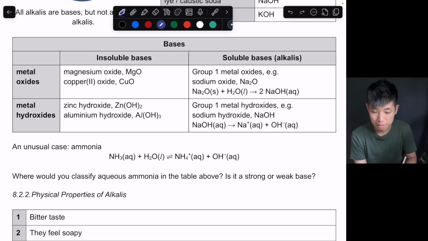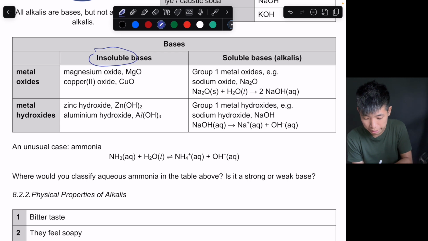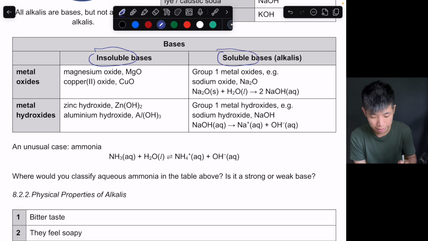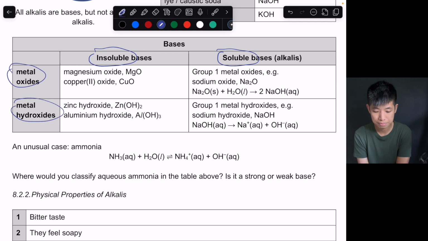Over in this table, it summarizes examples of bases that are insoluble and soluble. Those soluble ones we call alkalis. Bases in the form of metal oxides as well as metal hydroxides. So there's an example for each of them.